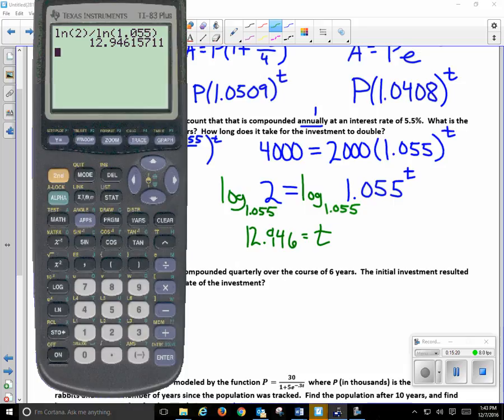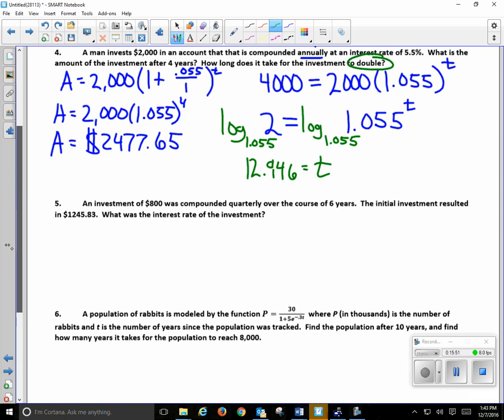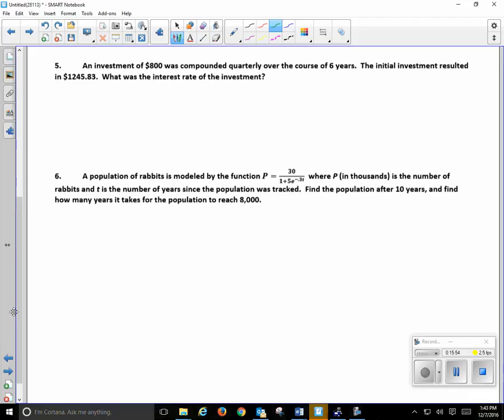Okay, so the second part, the question is, how long for the investment to double? So if we start with 2,000, I'm wondering, when does it get to 4,000? I divide by 2. I'm left with 1.055 to the t. I take the log base 1.055 of both sides. I do that on my calculator by pressing natural log of 2, or log 2, divided by log of 1.055. You should get 12.946. Okay, you guys are doing exceptionally well. Let's get to the last two problems.